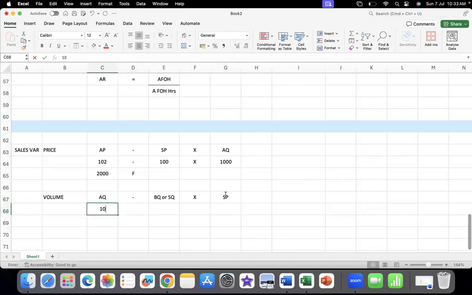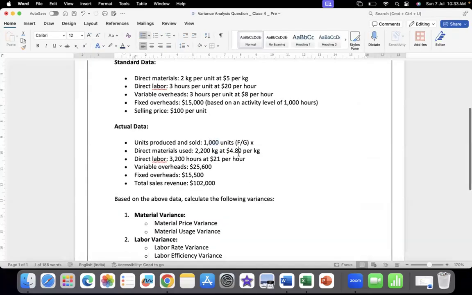The actual quantity was 1000. And then what was the budgeted quantity? The question is, what was the standard quantity? Do you have any idea on this?